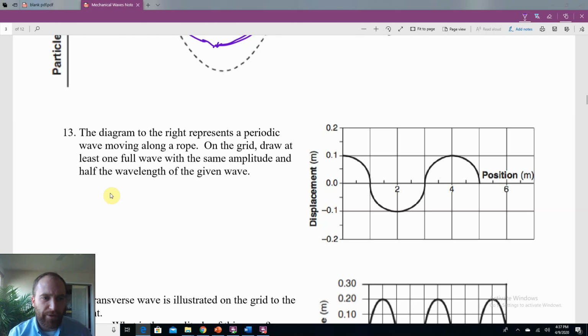Alright, the diagram represents a periodic wave moving along a rope. On the grid, draw at least one full wave with the same amplitude. So same amplitude means we go just as high and just as low as the other one. But we're going to do it in half the wavelength.